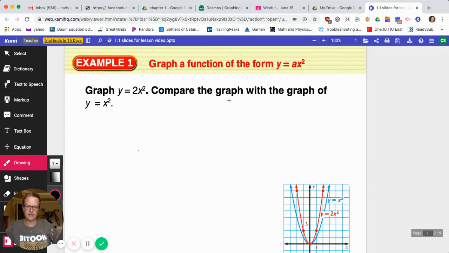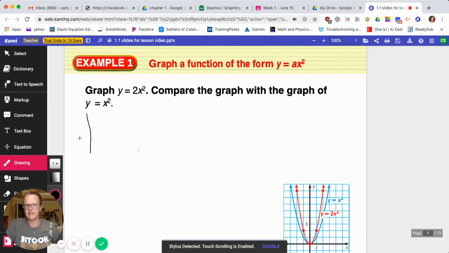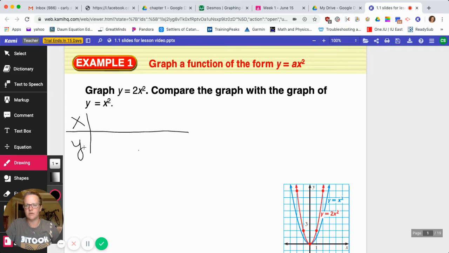Let's talk about our first example. It says graph y equals 2x squared, and compare it with the graph of y equals x squared. For here, the easiest thing is going to be to make a table, okay? So I have the things I'm going to plug in, the input, which is the x, and then the output, which is the y. We're just going to pick some values like -2, -1, 0, 1, and 2. Those are going to be the values we plug in for x.